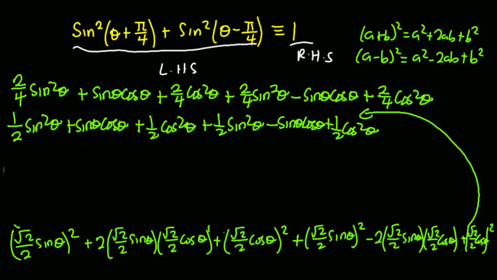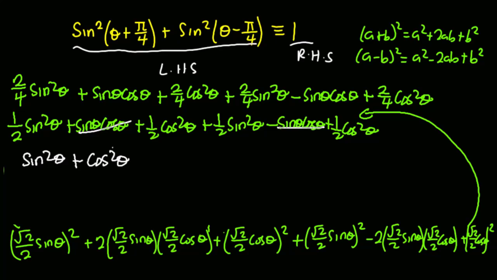So breaking this one down, we have sine theta cos theta and we have minus sine theta cos theta. So these two will cancel out. Then also half sine squared theta and another half sine squared theta gives us 1 sine squared theta. So we have sine squared theta plus we have half cos squared theta and another half cos squared theta, which gives us cos squared theta.